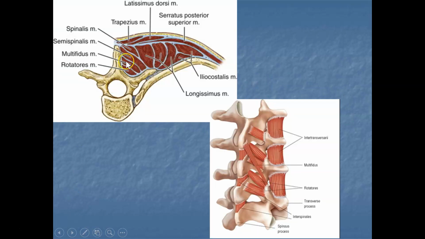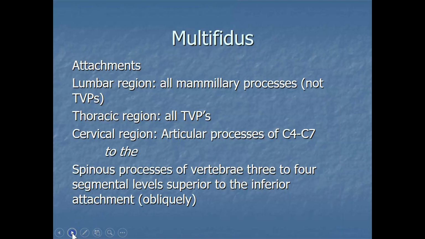So again, here we see multifidus here in the middle. We also see it here in the diagram. We're sort of running right here. Its attachments have 3 attachment areas. So the lowest is the lumbar region. It attaches to something called mammillary processes, not the transverse processes of the lumbar vertebra. We'll be talking about that when we get to the lumbar spine.